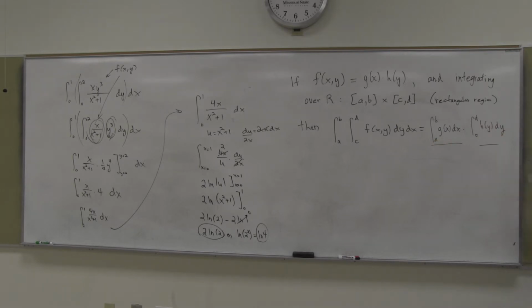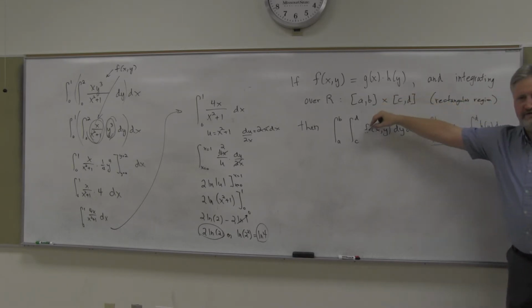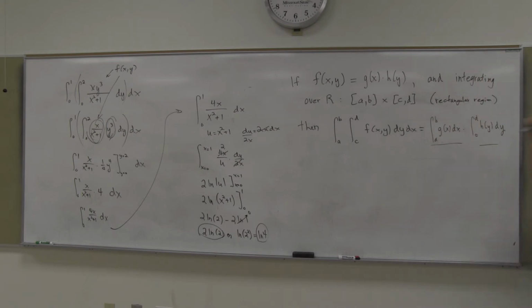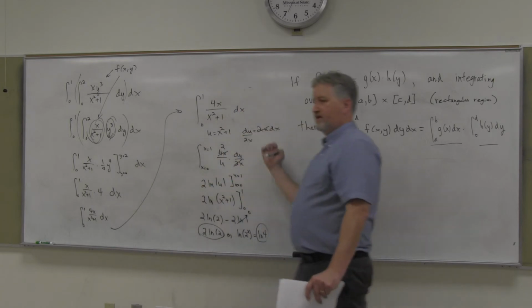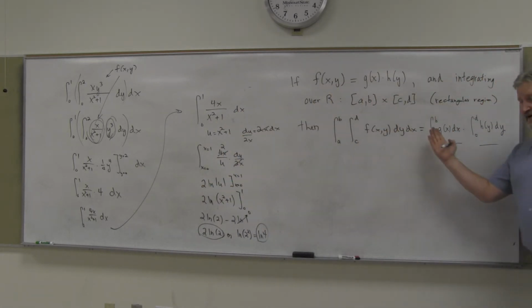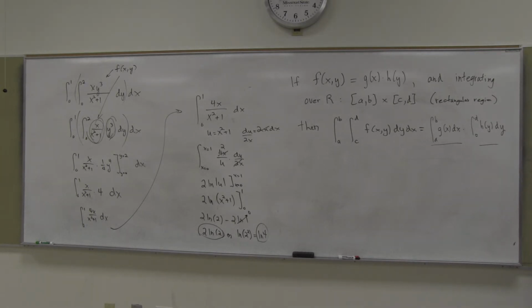See what I did there? So instead of having to do the y integration first, then the x's, if you can split the x's and the y's up, you can kill two birds with one stone, as they say, or do it all at once. If you can break it up this way, and it's over a rectangular region, maybe save a little bit of time this way.